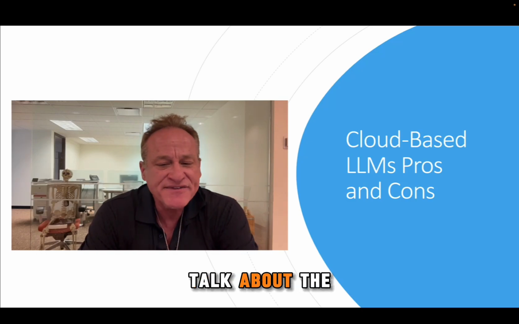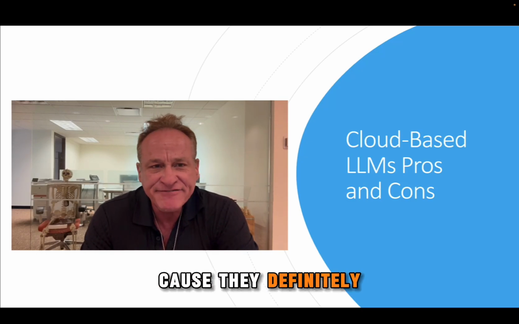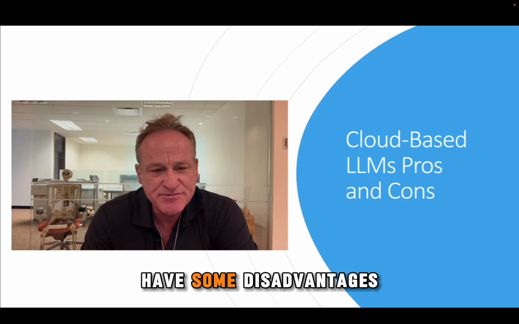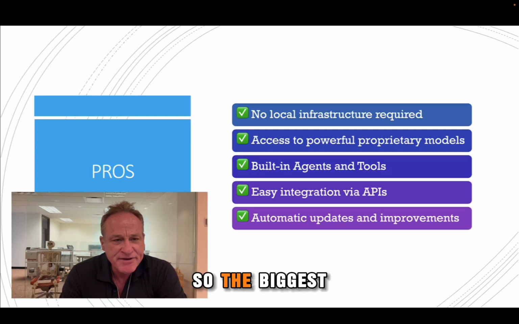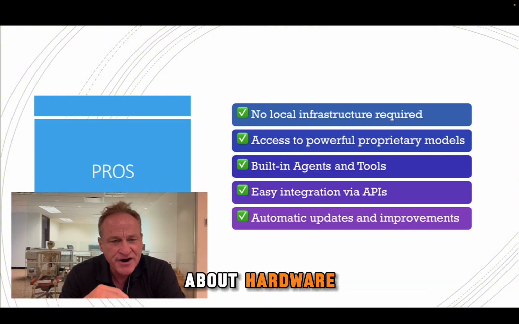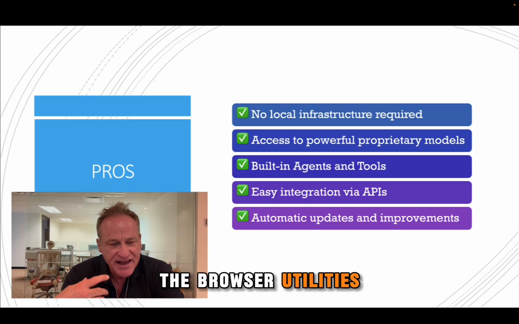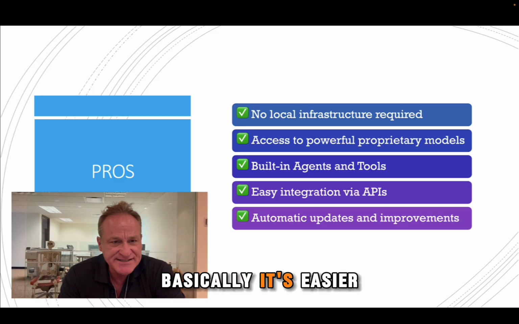Okay, so now let's talk about the pros and the cons of cloud-based LLMs, because they definitely have some advantages, but they also have some disadvantages. So the biggest pro is that you've got no local infrastructure required. So you don't have to worry about hardware. You can just access it either through the API or through the browser utilities. And it's just, face it, it's easier.